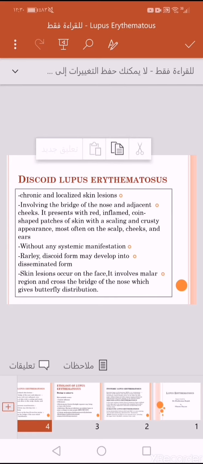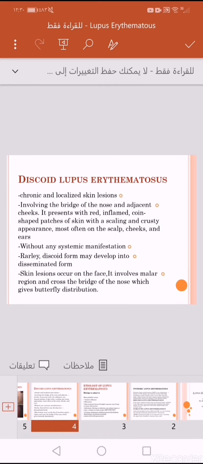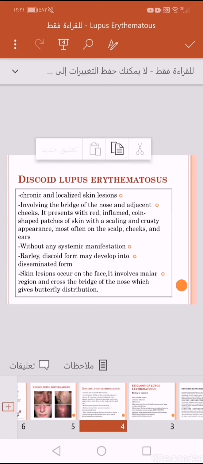Discoid lupus erythematosus has distinctive features, which are lesions that resemble coins, especially on the face, as in this picture shown here. Also there is redness and crusting of the skin, like an ulceration or scaling of the skin, especially on the cheeks and the bridge of the nose. So it gives the appearance of a butterfly without any systemic manifestation, and this is the most important thing that distinguishes discoid lupus erythematosus from other types.